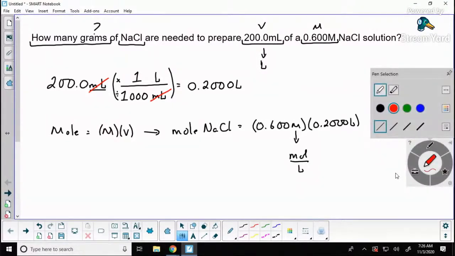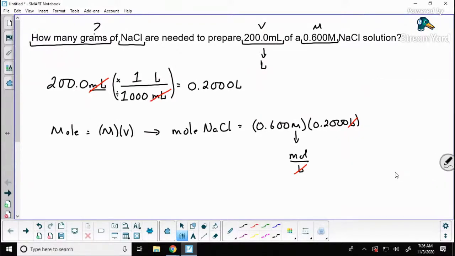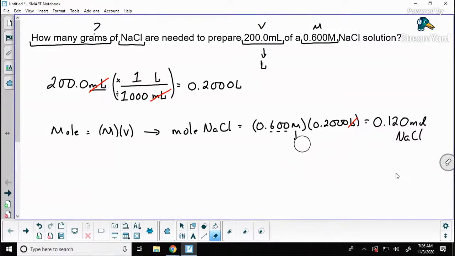So again, we end up with liters in our numerator, canceling out the liters in the denominator to give us the proper units in the end. When you solve this out, you get 0.120, and that will be moles of NaCl. We're now looking at 3 significant digits because that's how many my molarity had. And when you multiply, you always base your answer on the fewest number of significant digits.